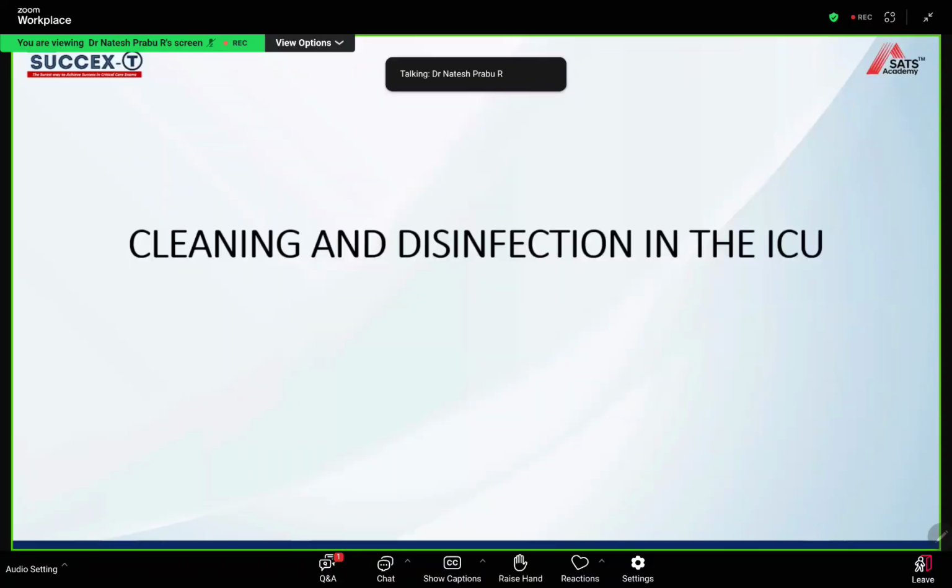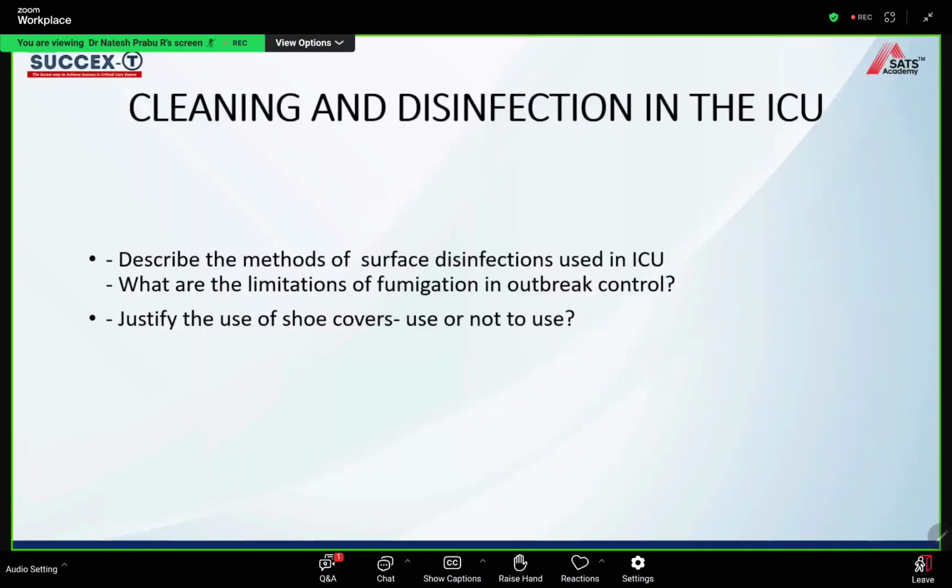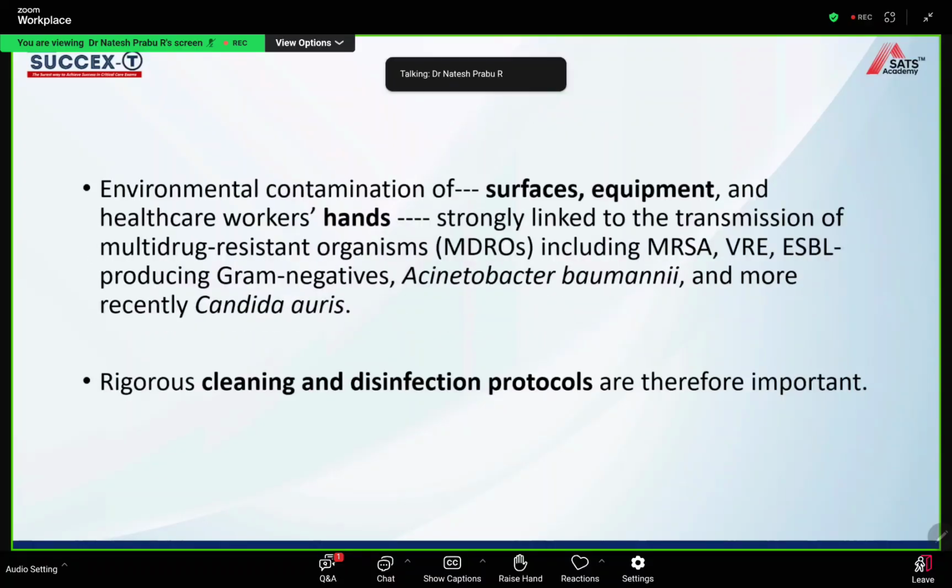Okay. So coming on to the next topic, it's about cleaning and disinfection in the ICU. The questions for discussion are the methods of surface disinfection used in the ICU, the limitations of fumigation in outbreak control, and also the use of shoe covers, whether to use or not to use.